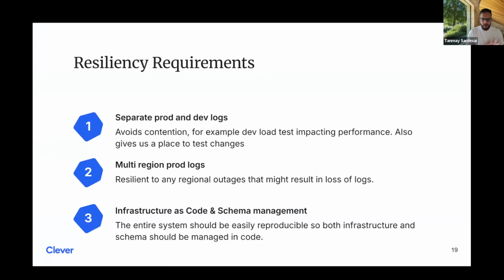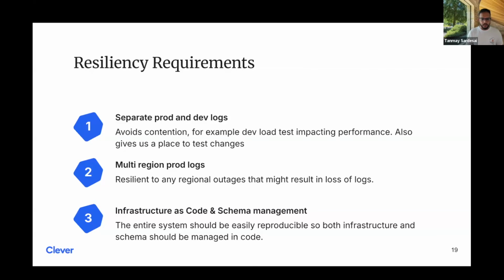Yeah, so observability is one of the most important parts of any system. That means it must be resilient to outages and highly available. So to achieve resiliency, we had three different requirements. The first was we wanted to separate production and dev logs. This was to avoid contention, for example, a dev load test causing a spike in log volume and bringing down the production logging system. We also wanted a way to test changes to the logging pipeline without impacting production.